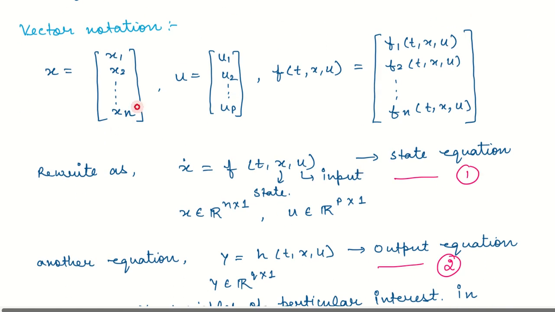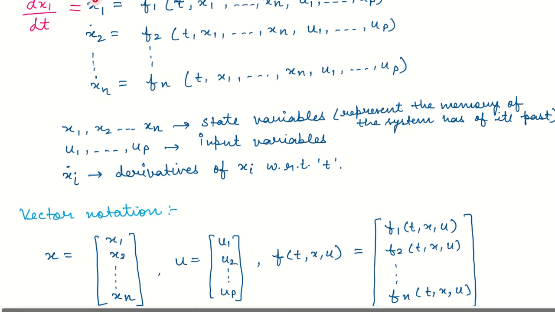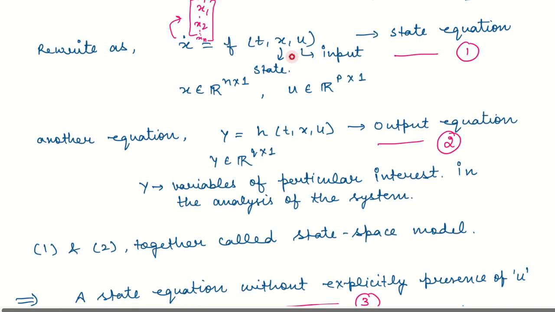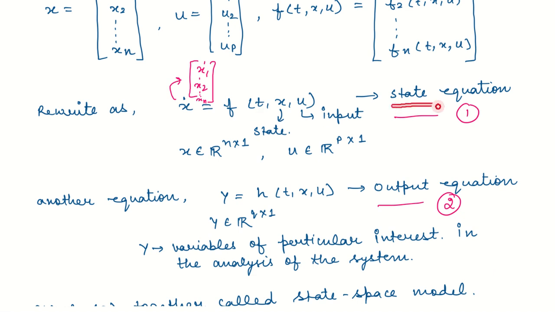Now I can write this as x dot is equal to f of t, x, u, where x dot means x1 dot, x2 dot up to xn dot. Similarly, f is equal to this vector of functions. So I can represent this whole set of equations with the help of x dot is equal to f of t, x, u, where u is input and x is state. This equation we call the state equation.